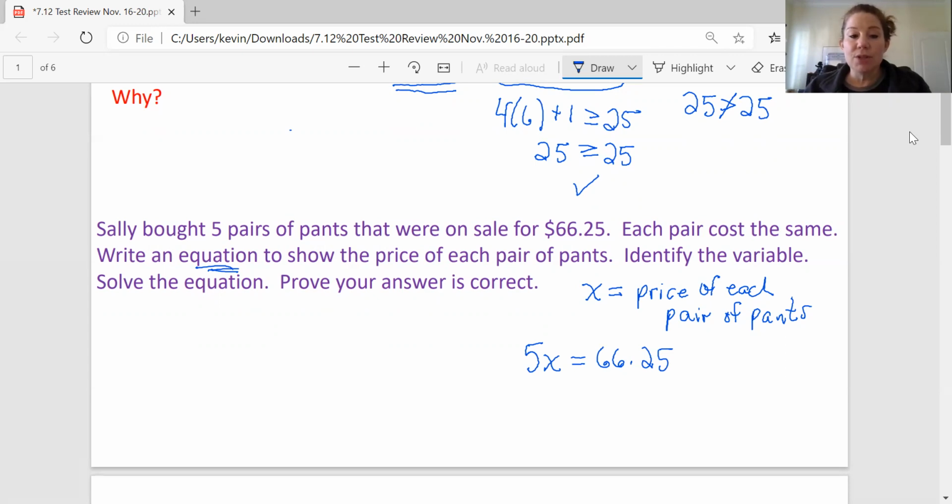All right, so now we're going to solve the equation. So this says 5 times x. The opposite of multiplying by 5 is to divide both sides by 5. 5 divided by 5 is 1. So in our calculators, we are going to say, what is 66.25 divided by 5? And we find that the pairs of pants are $13.25 each. That's it.